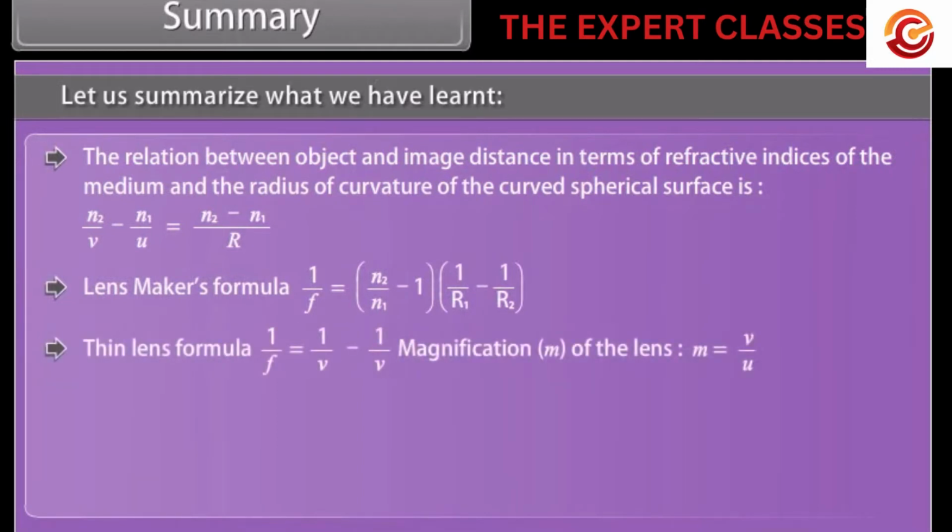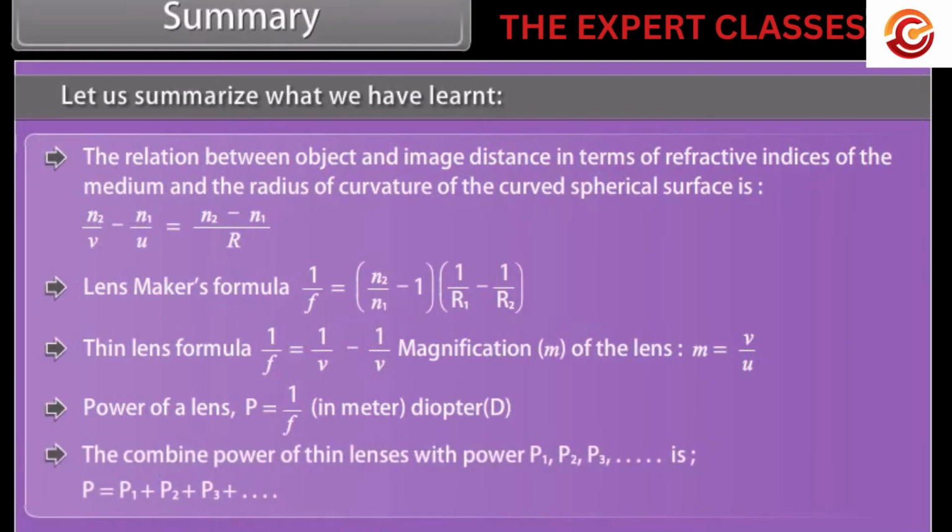Thin lens formula is this. Magnification m of the lens, m is equal to v upon u. Power of a lens, P is equal to 1 upon f in meters, diopter d. The combined power of thin lenses with power P1, P2, P3 is P is equal to P1 plus P2 plus P3 and so on.